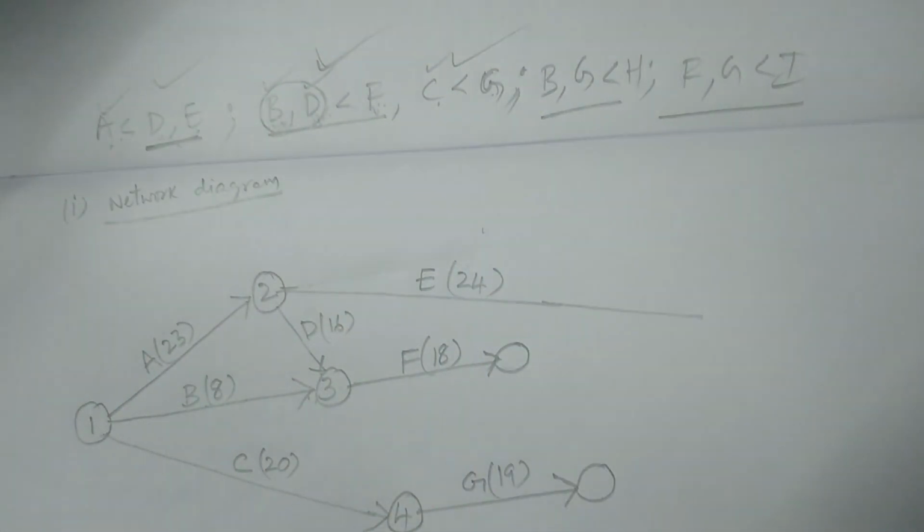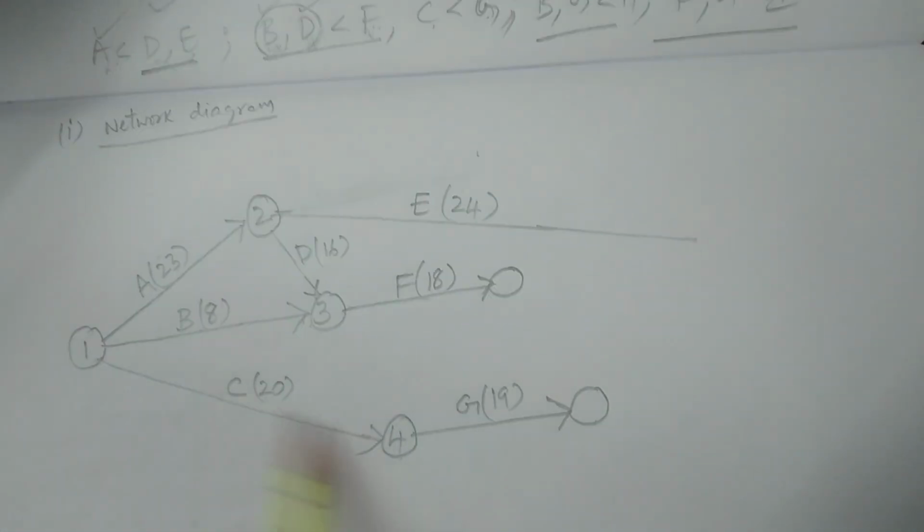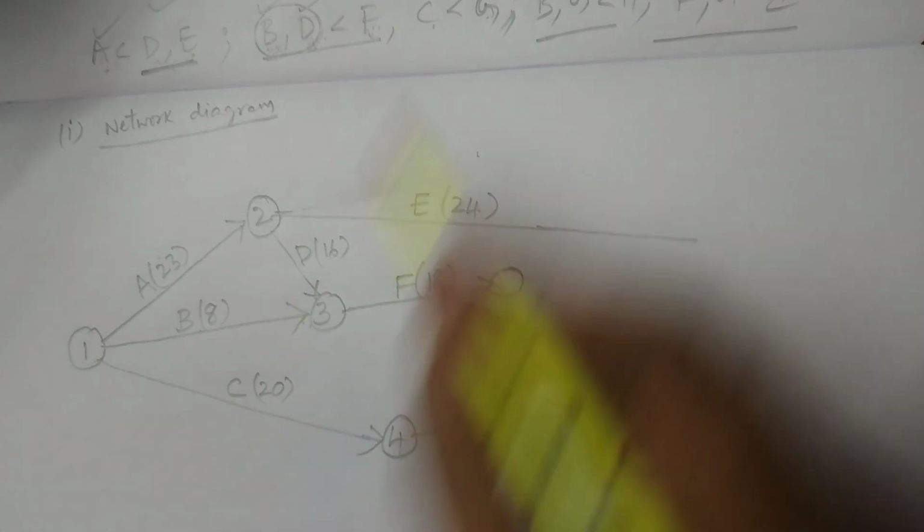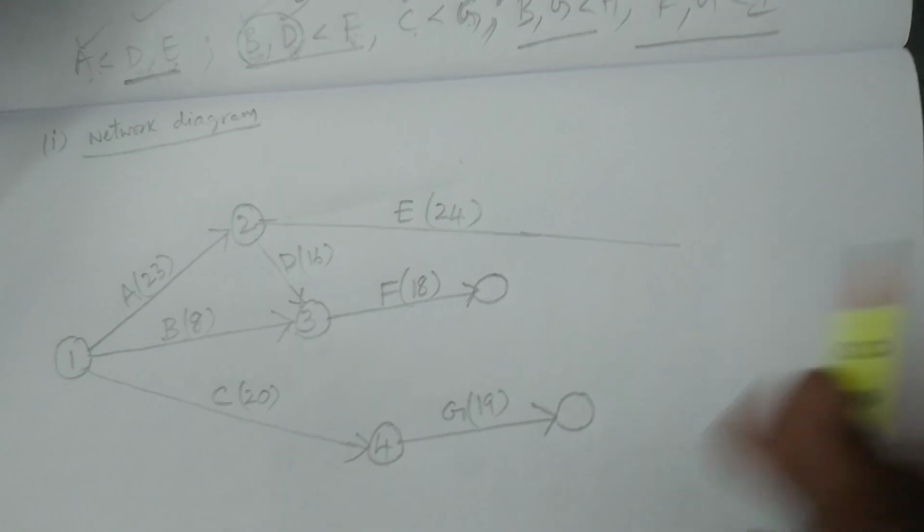C less than G: this is C, this is G. So obviously after C, G was constructed. Before G, C was finished. The activity C was finished. So therefore this is also satisfied. Now we have to see the remaining two.